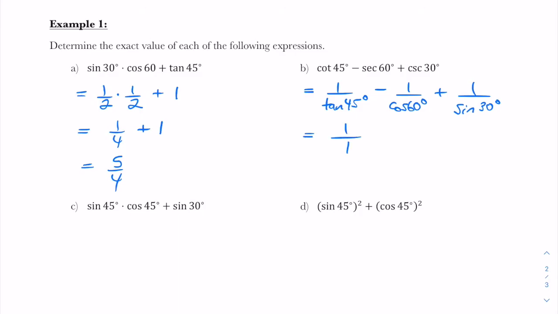Tan 45 is 1. Cosine 60 is a half. Sine of 30 is also a half. So this reduces to 1 take away 1 divided by a half. 1 divided by a half is 2. Plus 2 again. And now we simplify. 1 take away 2 plus 2 simplifies to exactly 1.